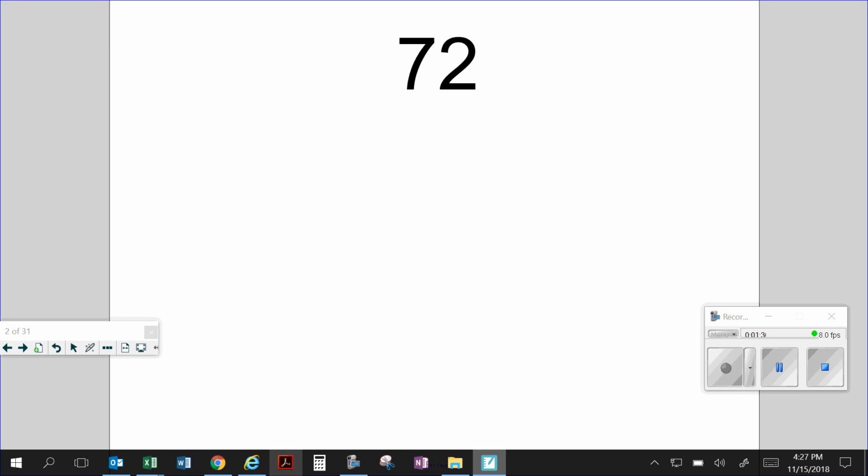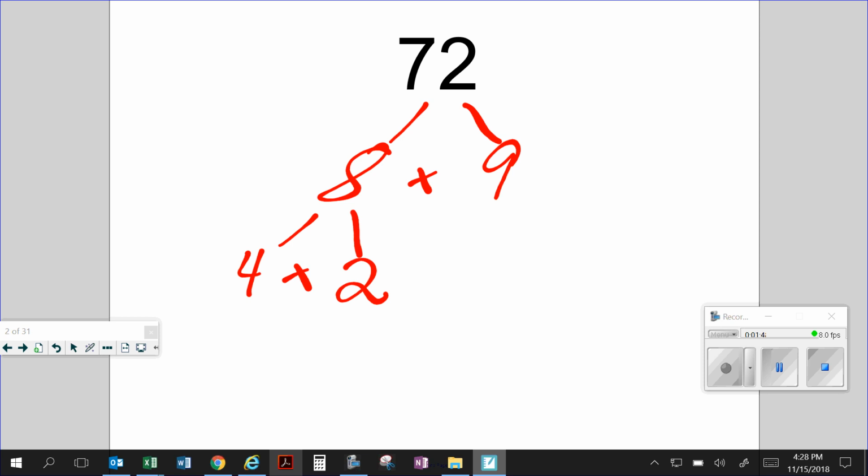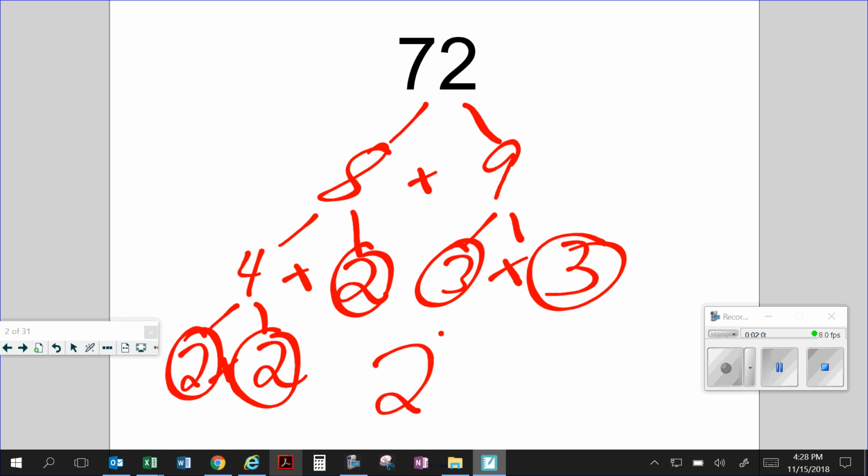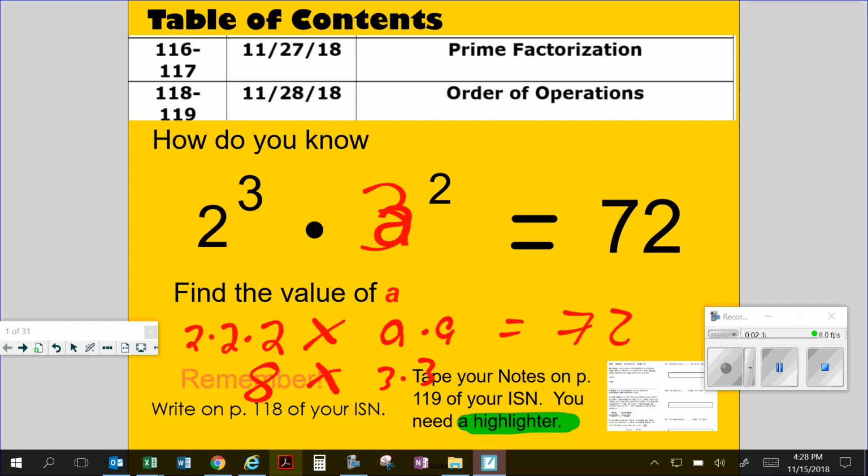3. Another way you could have done it is to find the prime factors of 72. What makes 72? 8 times 9. What are the factors of 8? 4 times 2. What are the factors of 9? 3 times 3. Can you break down 4 into prime factors? Yes, 2 times 2. Can we break down a 2 into two other different factors? No. Circle: prime, prime, prime, prime, prime. I see 2 repeats 3 times, times 3 repeats twice. Hey, that looks like what we saw on our first page, A equals 3.